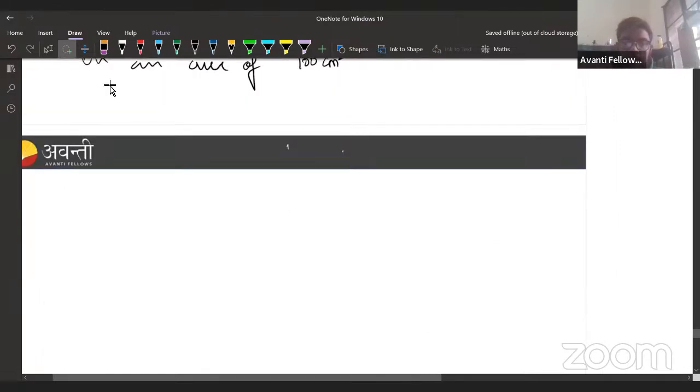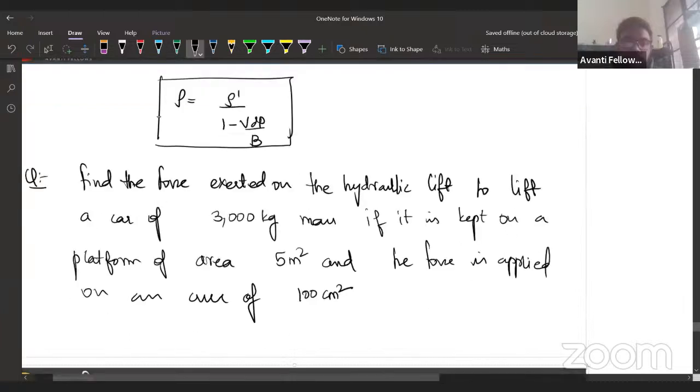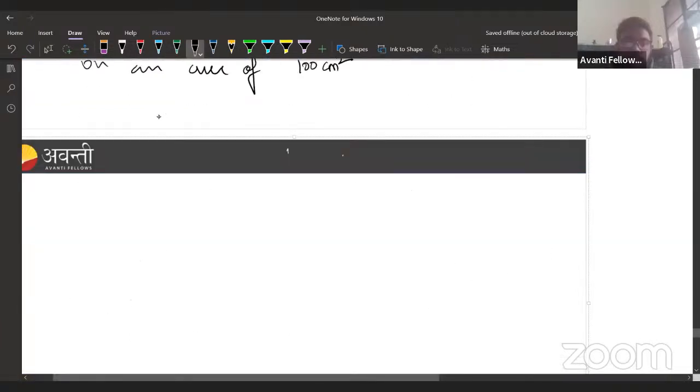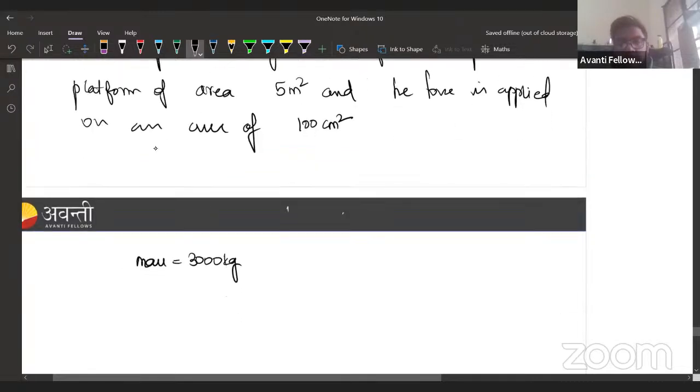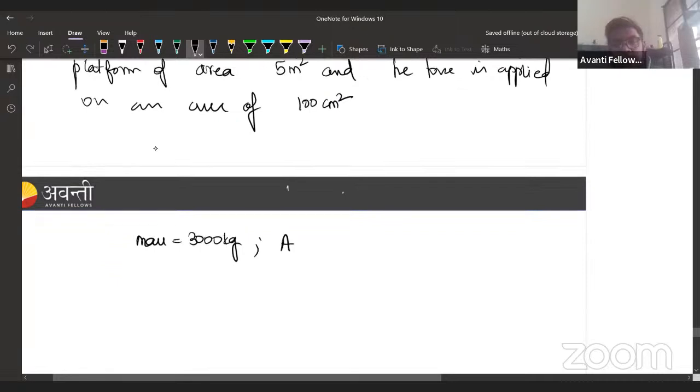What was I solving? Yeah, the question is: find the force exerted on the hydraulic lift to lift a car of 3000 kg. Means the mass of the car is 3000 kg, right? If it is kept on a platform of area 5 meters square, not the area of the car, but the area of the platform on which it is kept. Area where we have to apply force is 100 centimeter square.